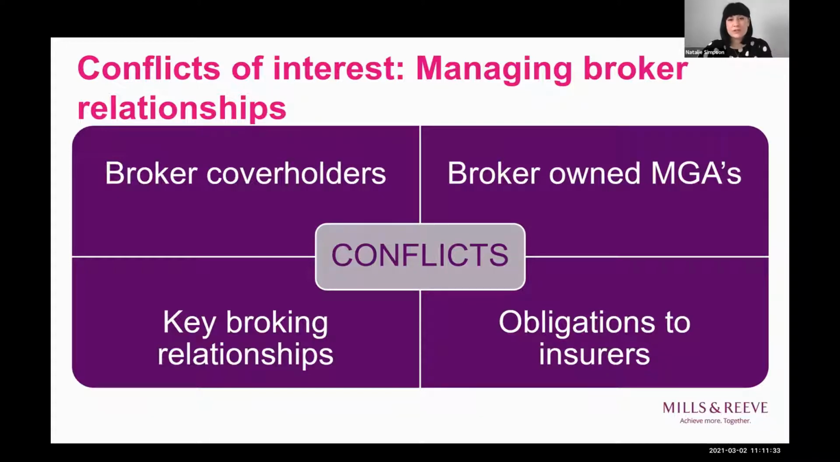Finally, your obligations to insurers, and this goes back to what James and I were talking about earlier with actual authority. You owe that insurer an obligation. You need to be careful to make sure that you're balancing everybody's interests appropriately.